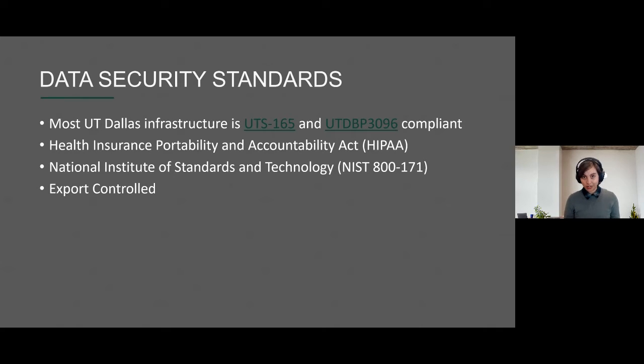Now, some projects or some data have certain data security standards or requirements. Most research conducted at UT Dallas is considered fundamental research. And UT Dallas BP 3096 and UT System 165 are policies that keep most of the data in fundamental research projects compliant and safe. However, there are some projects that will have HIPAA data. Currently, the Callier Center is the only covered entity that has the infrastructure in place to handle HIPAA data.